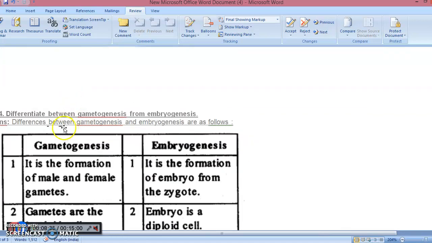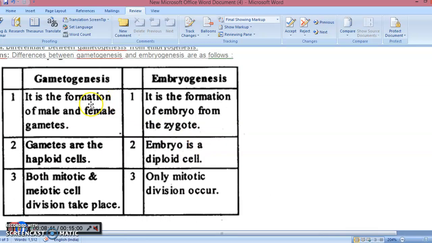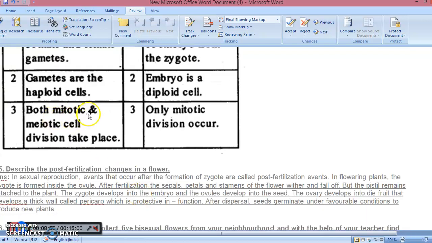Then differentiate between gametogenesis and embryogenesis. What is gametogenesis? Yes, it is the formation of male and female gametes. What is embryogenesis? Formation of the embryo from the formed zygote. We know that gametes are haploid cells, but embryos are diploid cells. Mitotic in the case of haploid animals. If the animal is diploid, which is the type of cell division for the formation of gametes? Yes, meiosis. But here always mitotic cell division. The embryo first divides mitotically to 2, then to 4, like that. So always mitotic division for embryogenesis.